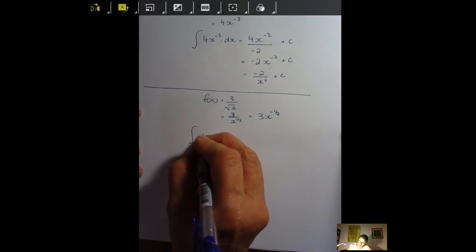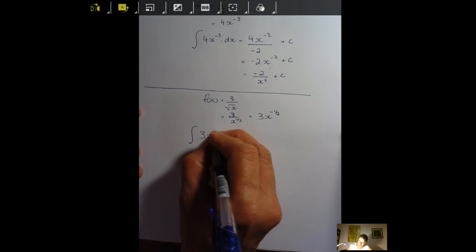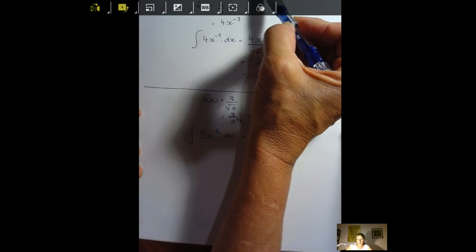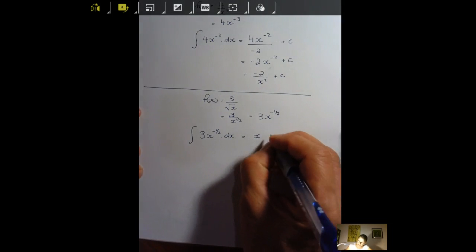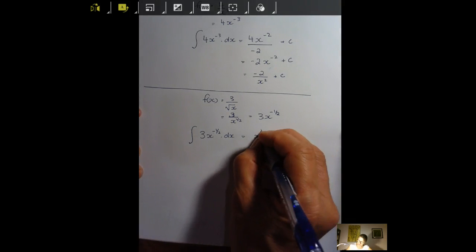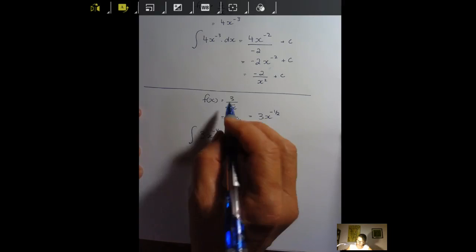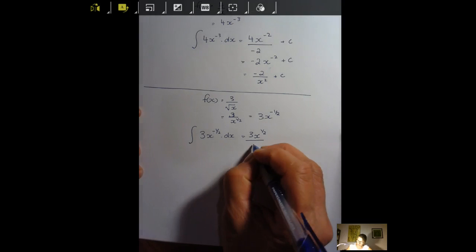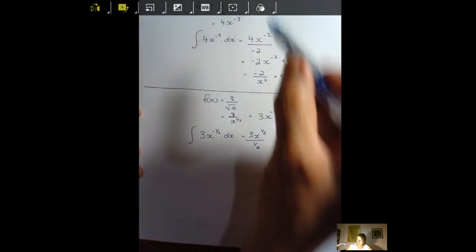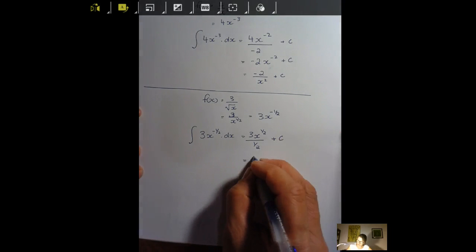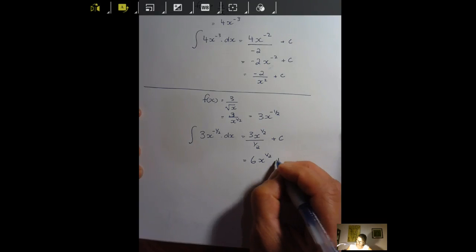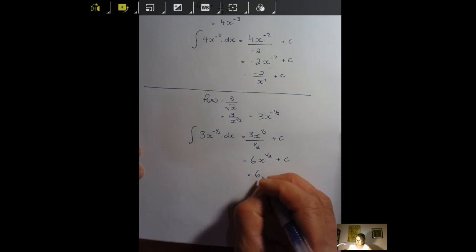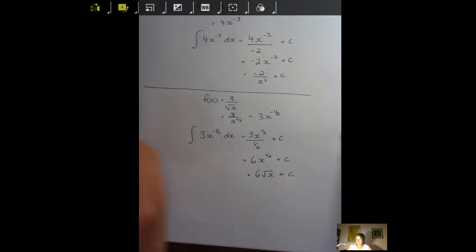Same rule, so I'm going to write the integral of 3 times x to the power of negative a half dx. My x's power is raised by 1, so that becomes x to the power of negative a half plus 1, which is a half. My a is still 3, and I'm going to divide by my new power, so divide by a half, and don't forget I need to add a constant onto the end. So that becomes 6 times x to the power of a half plus c, which if I rewrote it back in its original format is going to be 6 square root x plus c.